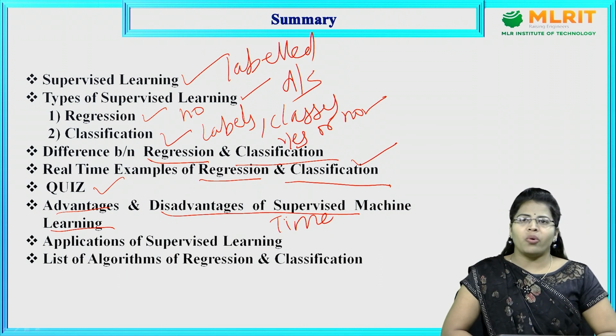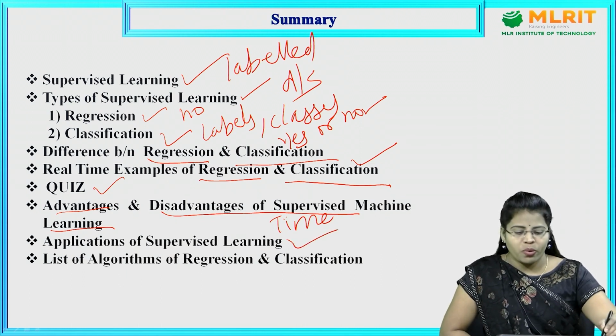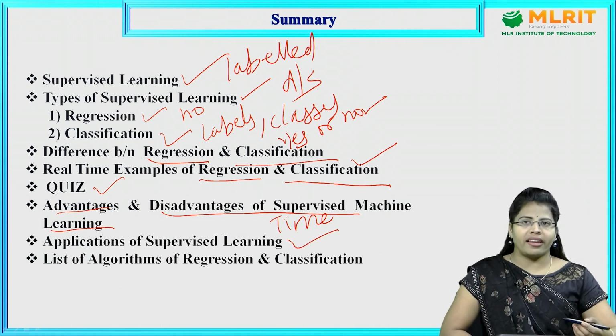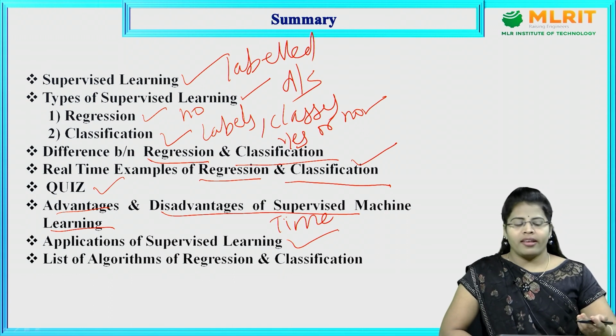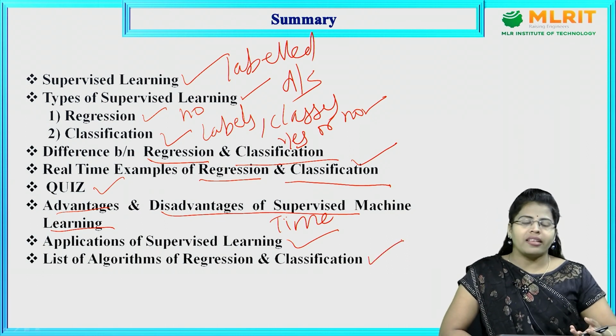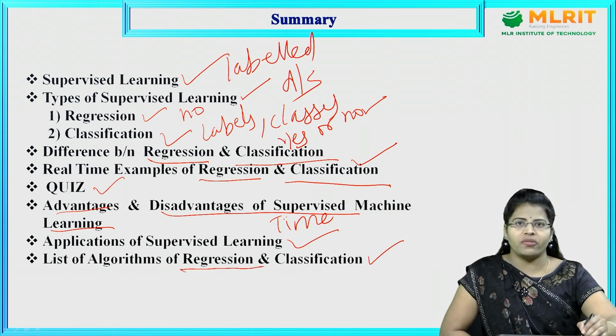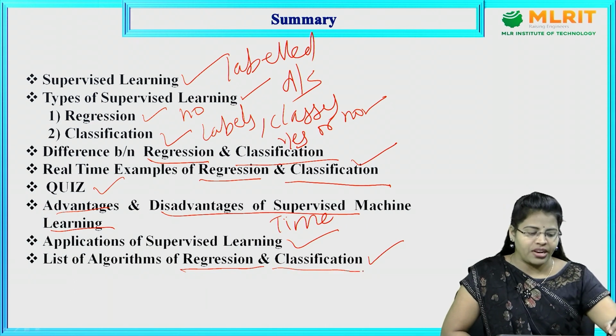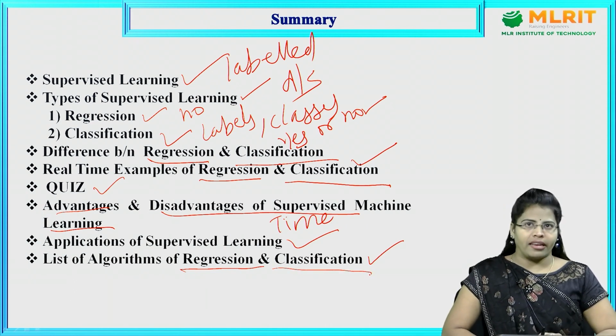Training time is more. And the applications of supervised learning: it is used for spam detection and also object detection, and so on. And also I have explained the algorithms that come under the regression type and the classification type of supervised learning. So that's all we discussed in today's session.